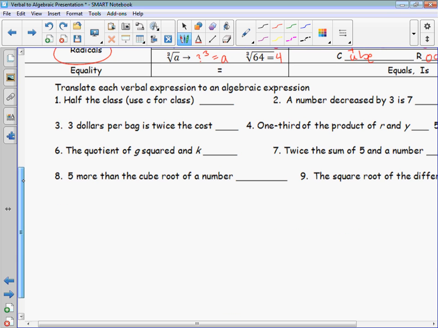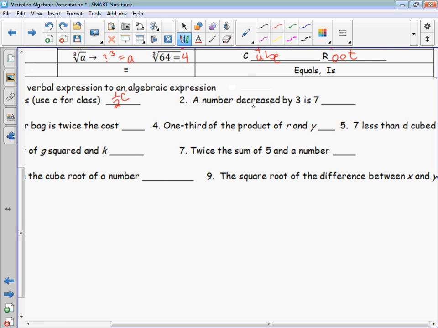I need to translate half the class. How do I say half in math symbols? I say 1/2. Well, how do I write that? What's the symbol for a half? 1/2. Half of what? Half the nachos? Half the class. What am I going to use for class? C. So really I just have half C. There it is. We translate it. Done. All right. Let's do one more together, then I want you to try them on your own.